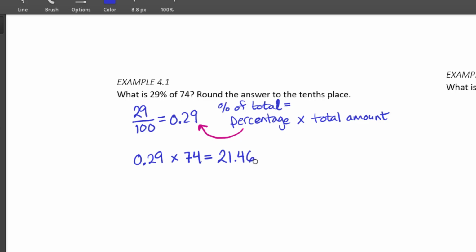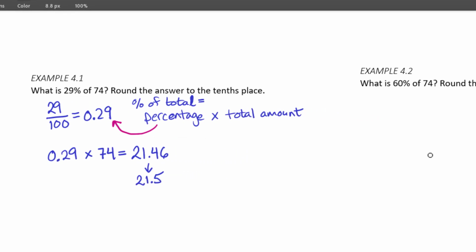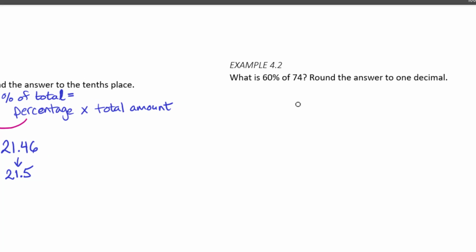Tenths place is the first place after the decimal, so looking at the second decimal place, that's a 6, which is 5 or greater, so the first decimal place has to be rounded up to a 5. The answer to this is going to be 21.5. So 21.5 is 29% of 74.